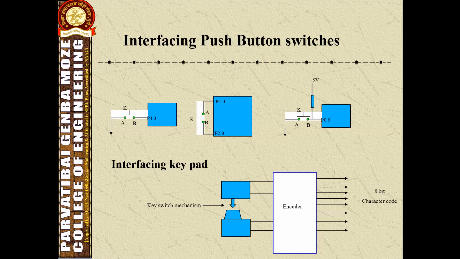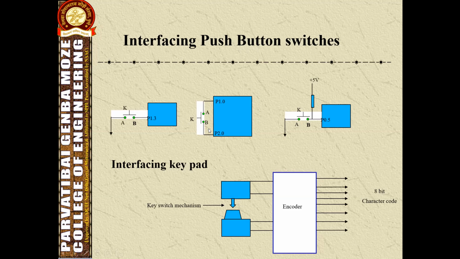Whenever the key is checked, P1.0 is grounded. If P2.0 is equal to 0, then the key is not pressed. If P2.0 is equal to 1, then the key is pressed. This method is useful for a matrix keyboard, so this type of configuration will be used in a matrix keyboard.